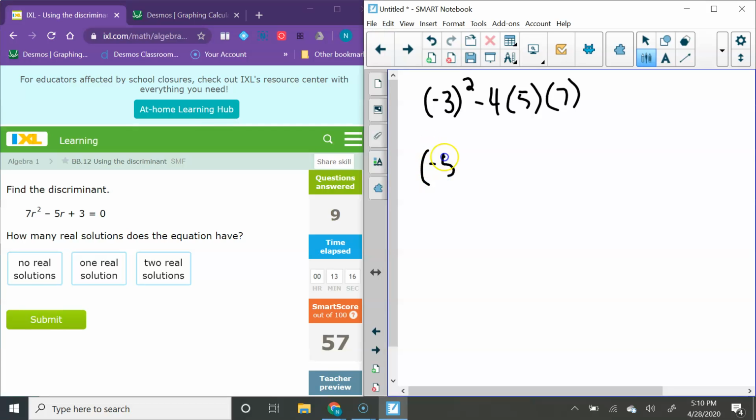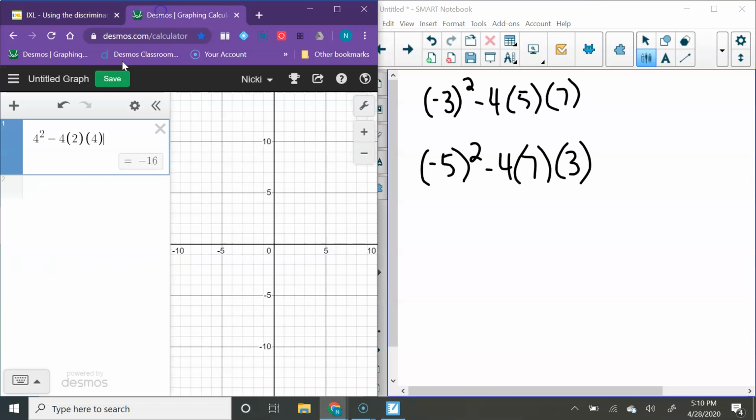Here we've got -5 squared minus 4 times 7 times 3. That one's going to be negative, I'm pretty sure. Just doing that math real quick in my head. But 5 squared minus 4 times 7 times 3.